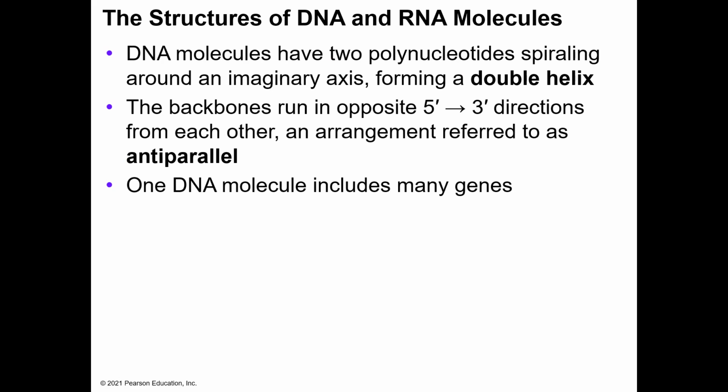DNA molecules have two polynucleotides spiraling around an imaginary axis, forming what we call a double helix. The structure of a DNA molecule is like taking a ladder and twisting it to form a double helix. The backbones of the molecules run in opposite directions, from what are called 5' to 3' directions, and this arrangement is called antiparallel.